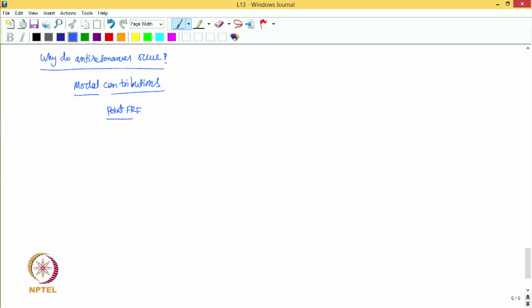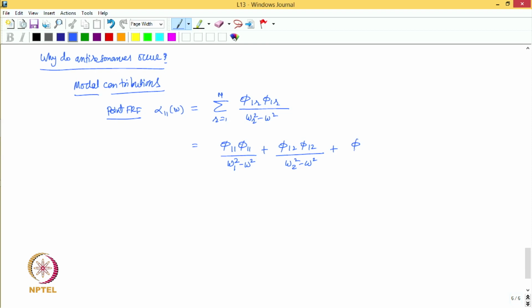of the 3 degree of freedom example we have taken, alpha 1 1, and this point FRF alpha 1 1 omega for the 3 degree of freedom system can be written as the sum of phi 1 r phi 1 r, right, divided by omega r square minus omega square, with r varying from 1 to n, right. Now, we can expand this as phi 1 1 phi 1 1 upon omega 1 square minus omega square plus phi 1 2 phi 1 2 upon omega 2 square minus omega square plus phi 1 3 phi 1 3 upon omega 3 square minus omega square, isn't it?